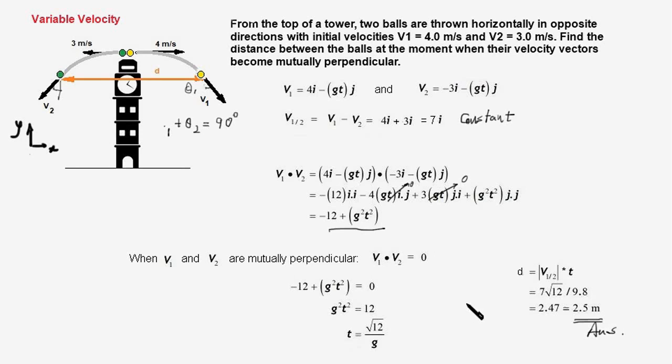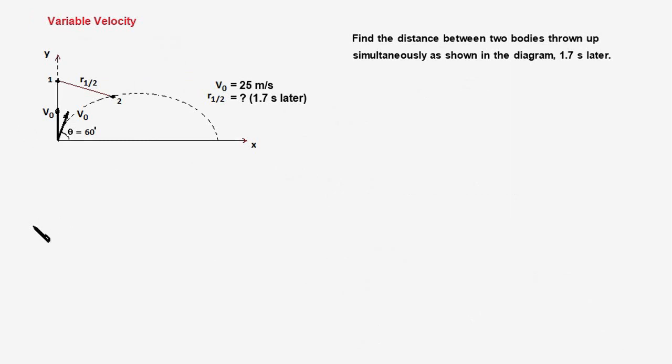Let's tackle one more case of variable velocity. In this example, again we have the case of variable velocity. Two objects are thrown from the same location, one vertically up with a velocity of v0 and another at an angle of 60 degrees with the horizontal, and its magnitude is also v0, and we have to find the distance between them 1.7 seconds later.